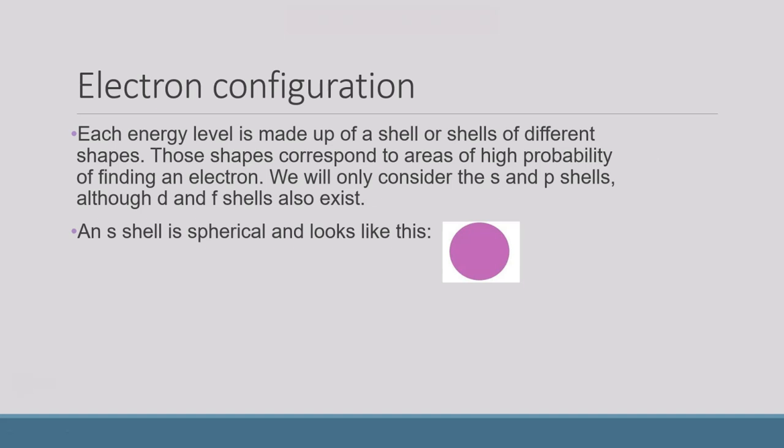An S shell is just a ball. It's a sphere. Remember that this ball, even though it looks two-dimensional, is actually a three-dimensional ball. So the first energy level contains an S shell, and this S shell is just an imaginary area, but that area is an area where there's a high probability of finding an electron around the nucleus, which is right in the center.